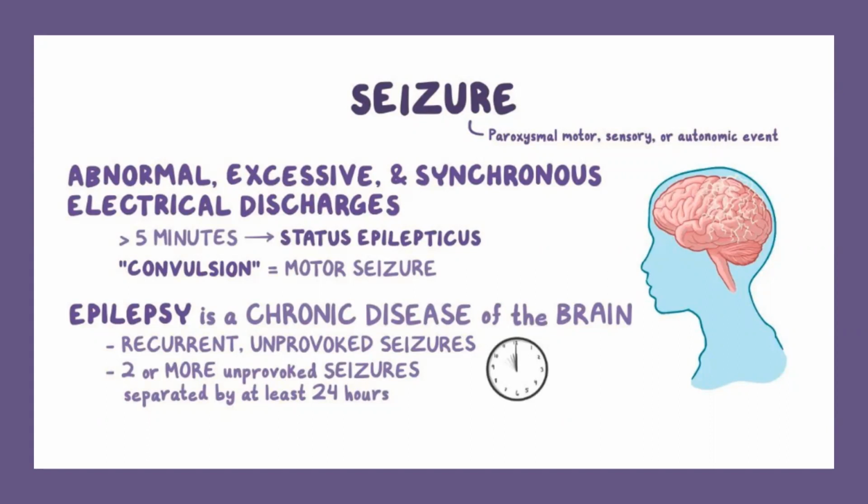But now there is another word, which is epilepsy. So seizure and epilepsy, there is a difference. Epilepsy is a chronic disease of the brain with recurrent, unprovoked seizures. So seizures lead to epilepsy. Two or more unprovoked seizures separated by at least 24 hours. So if you have attacks every 24 hours, it becomes epilepsy.